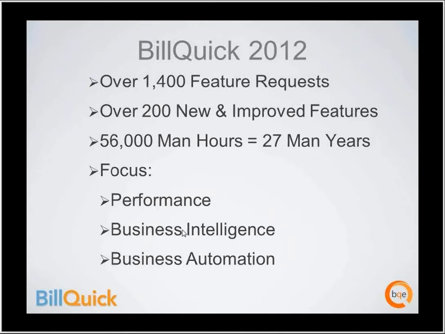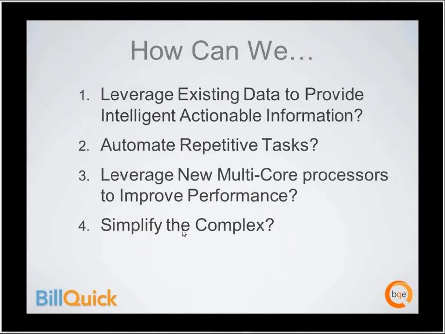We put a lot of emphasis on business intelligence and business automation this year. So that was a primary focus. During the development meetings, when we were trying to figure out what to include in 2012, we started asking how we can leverage the existing data in your company files and create actionable information for you, which is intelligent, which allows you to focus on your bottlenecks and your winners and your losers. How can we automate those repetitive tasks that you typically engage in on a day-to-day basis? Some tasks take as little as 15 seconds, and we wanted to even automate those.